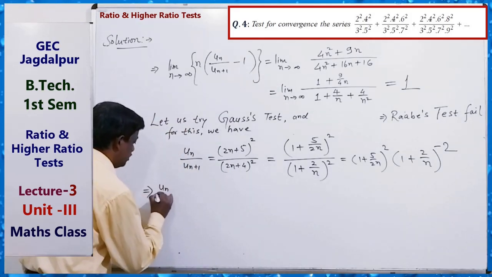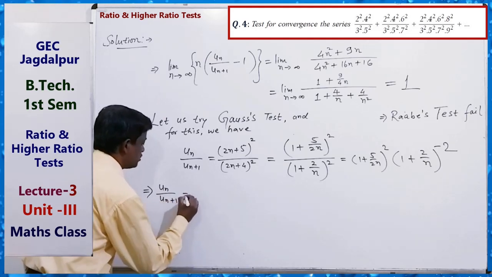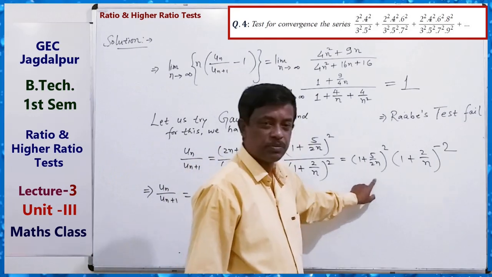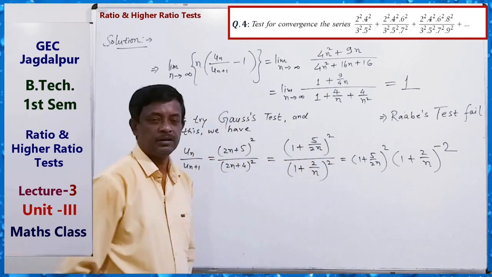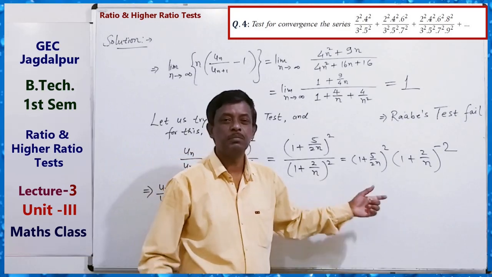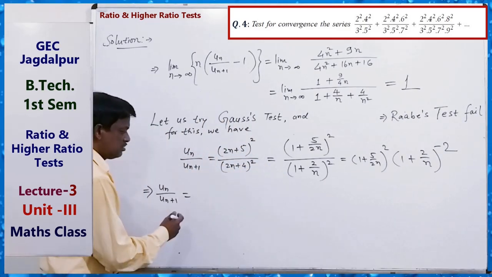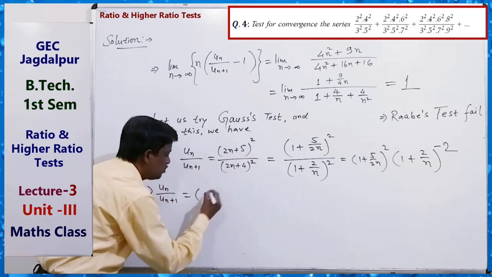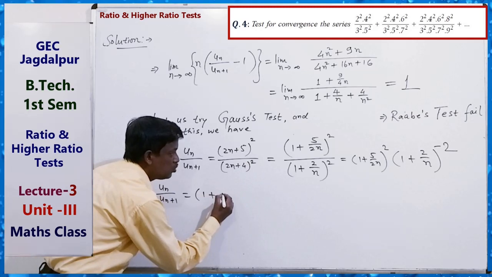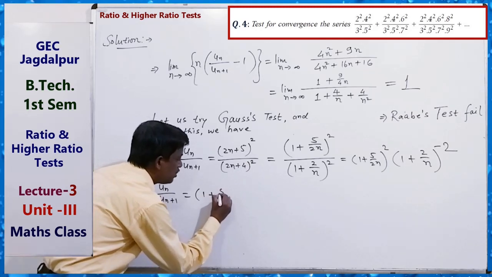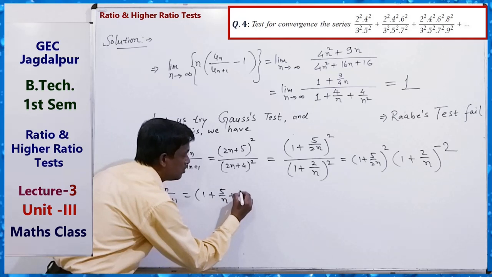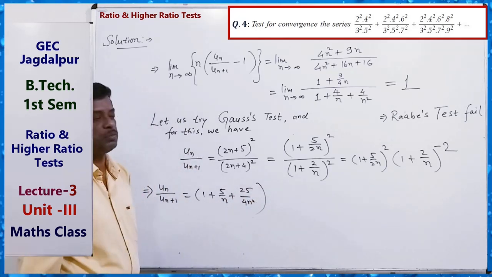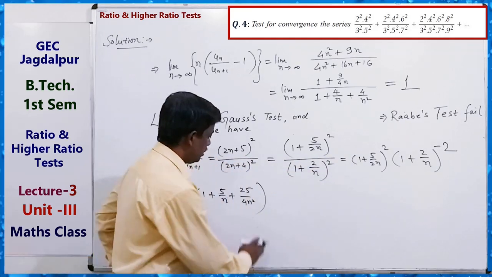So here, just see. un upon un plus 1 equals (1 plus 5 by 2n) whole square. We are writing this as (a plus b) whole square, breaking it just to write in terms of a series. So (a plus b) whole square: 1 plus 5 by 2n into 2, so 5 by n, plus 25 by 4n square. This is (a plus b) whole square.